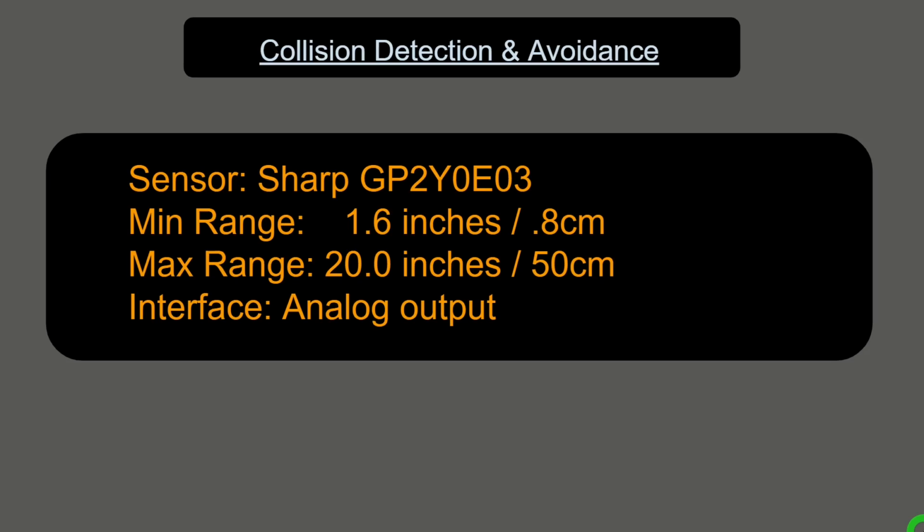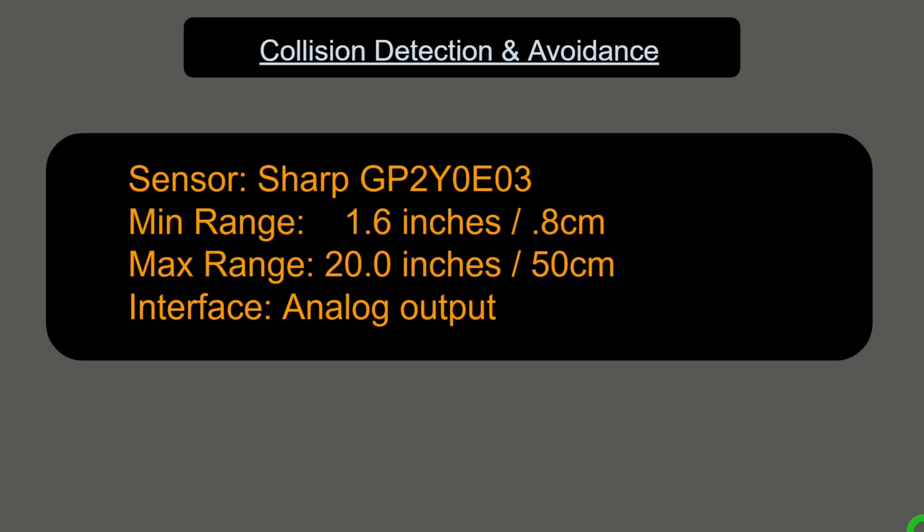The sensor that we're using is a Sharp GP2Y0E03 sensor. It's a typical time-of-flight sensor, uses infrared light, and it's been working quite nicely. Its minimum range is approximately 1.6 inches or 8 centimeters. Its maximum range is 20 inches or approximately 50 centimeters.